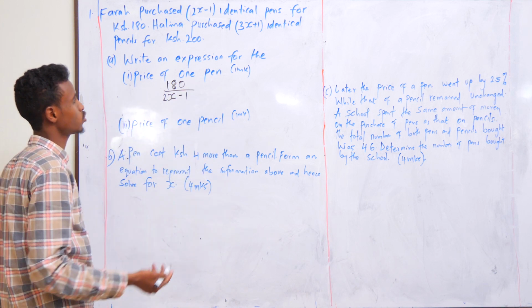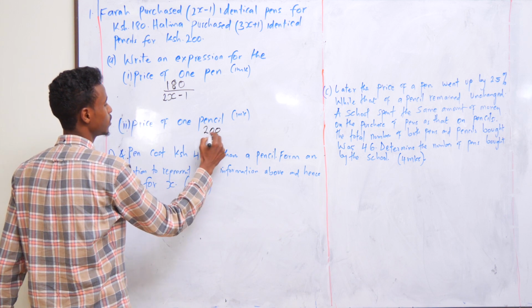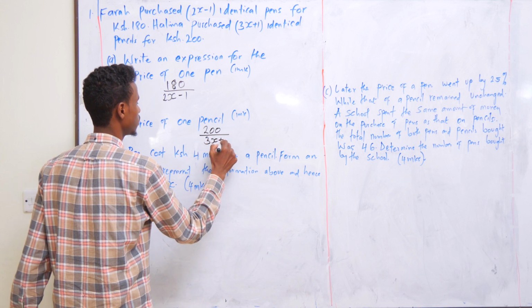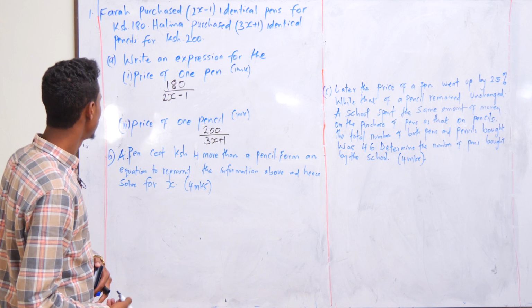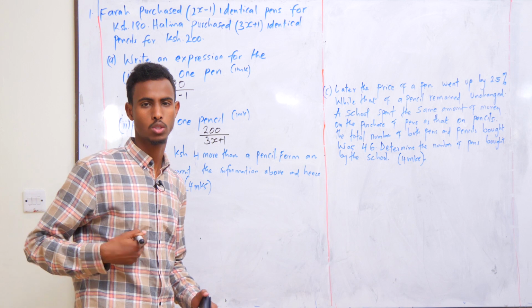Next question. Price of one pencil. This will be very simple. 200 divided by 3x plus 1. Solved. Now, part B of the question. Those are the one mark, 2 marks done.